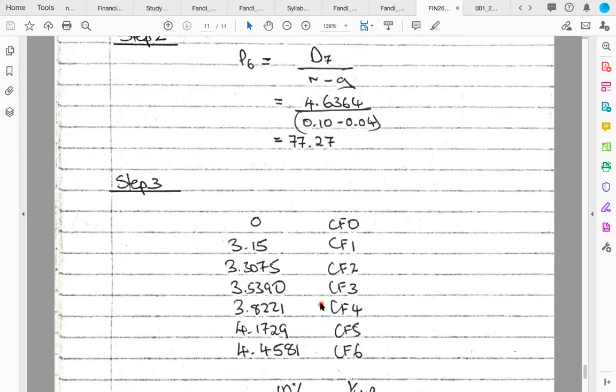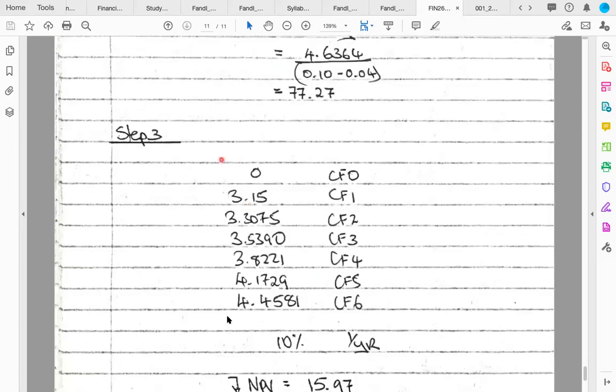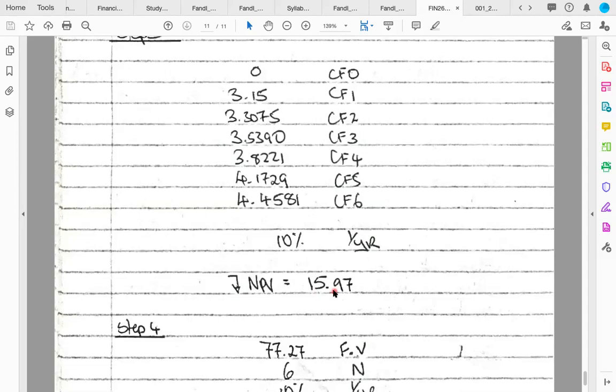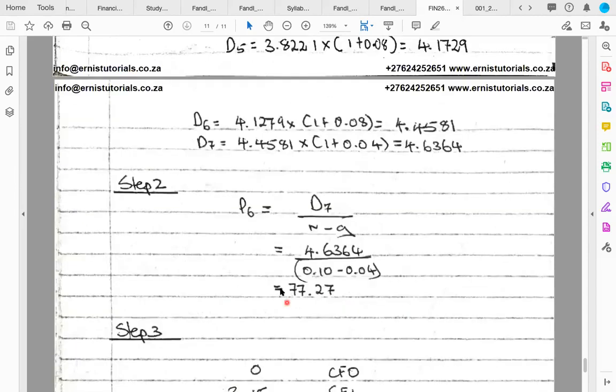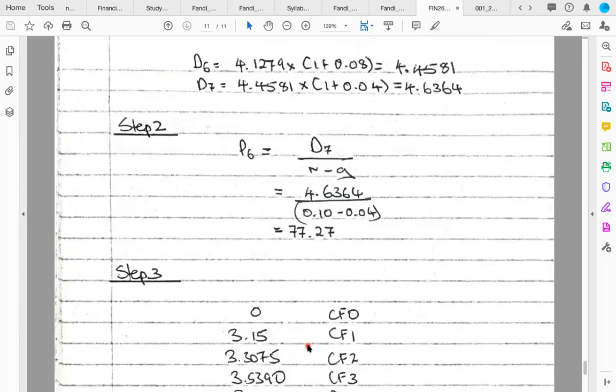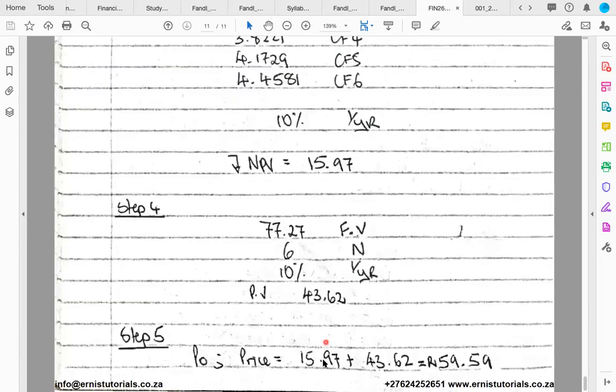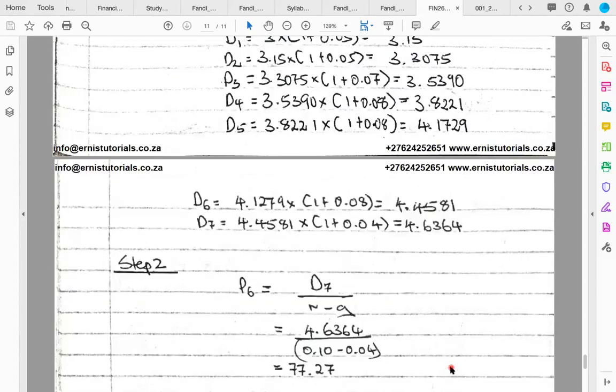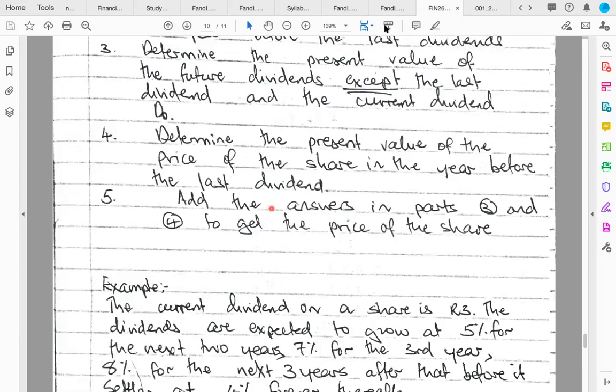So we've brought back all these dividends to today to a price of 15.97. And we've brought this share price, which is in the future, at time 6, back to today to give us 43.62. And then lastly, to get the price of the share, we simply add the present value of that price at time 6, which is 43.62, plus the present value of our dividends of 15.97. And then we get 59 Rand and 59 cents as the price of the share. So that's the final step, which is part 5.